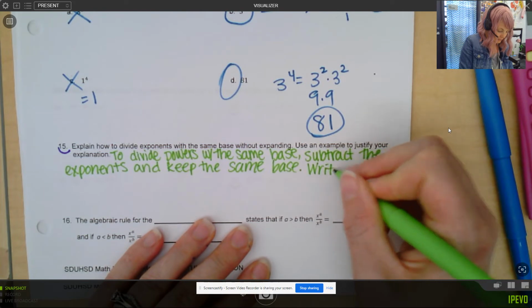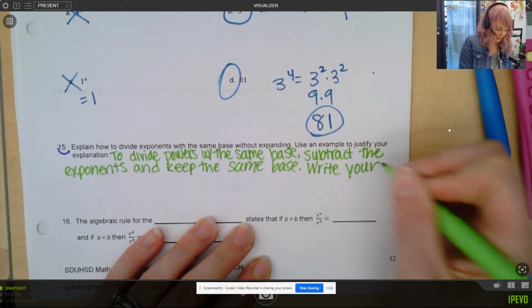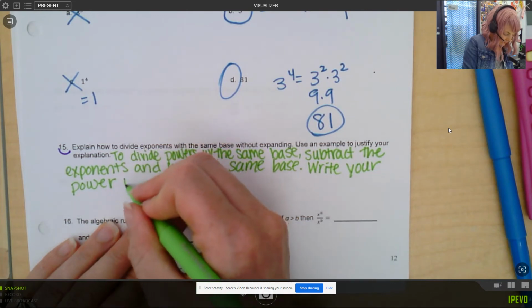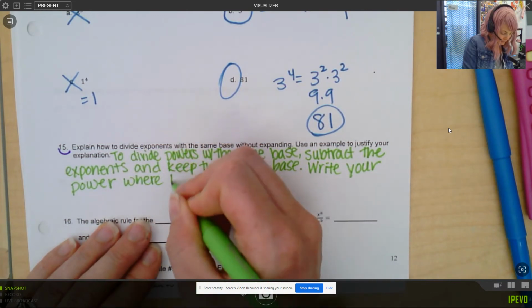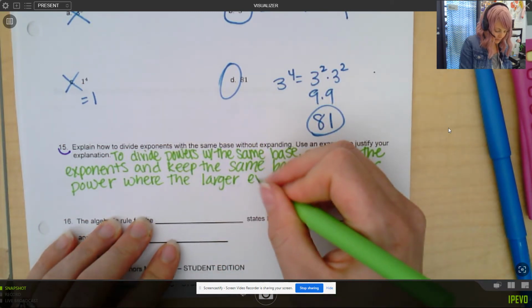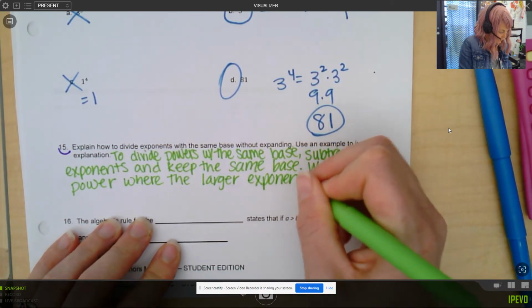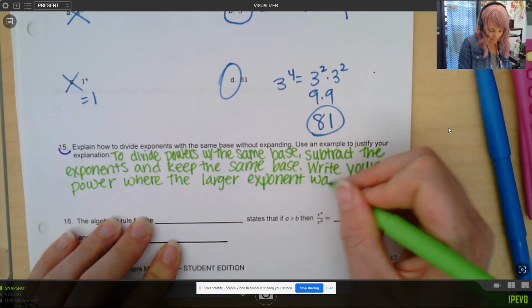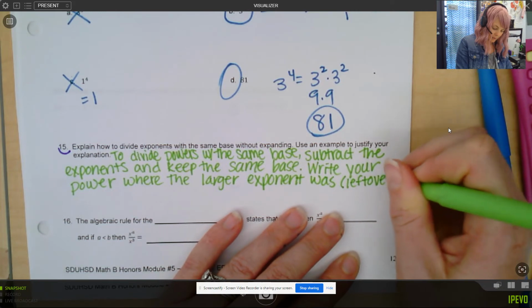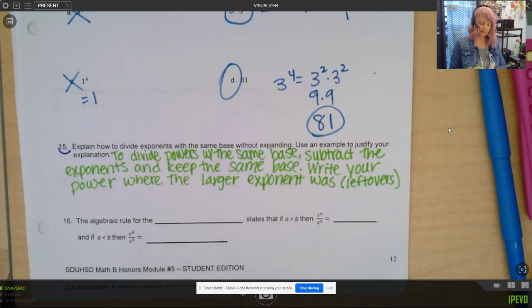Write your power where the larger exponent was. Think about, where's the leftovers? Where are the leftovers after you cancel out?